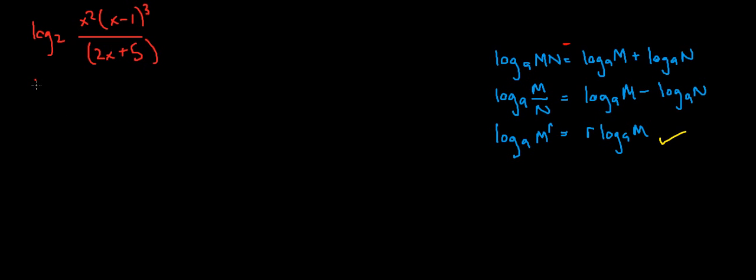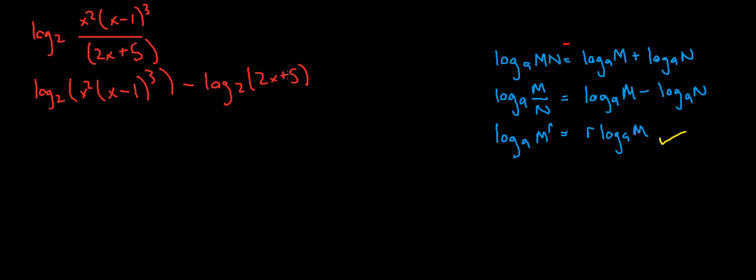So I'm going to write this as log base 2 of x squared times (x minus 1) cubed, minus log base 2 of 2x plus 5. It's not really necessary to write the parentheses out there. I just write them so I don't get confused. So now I've done that. Now I can look around and see if there's anything else I can do to simplify this more.